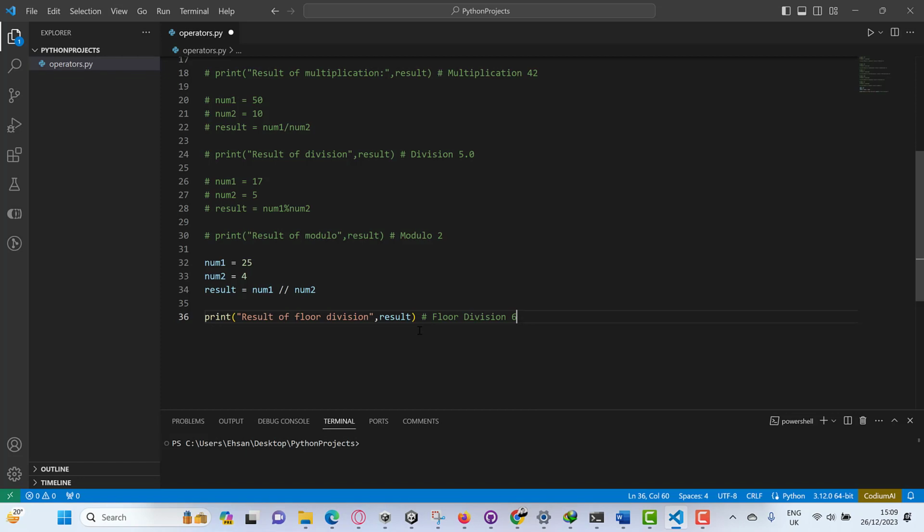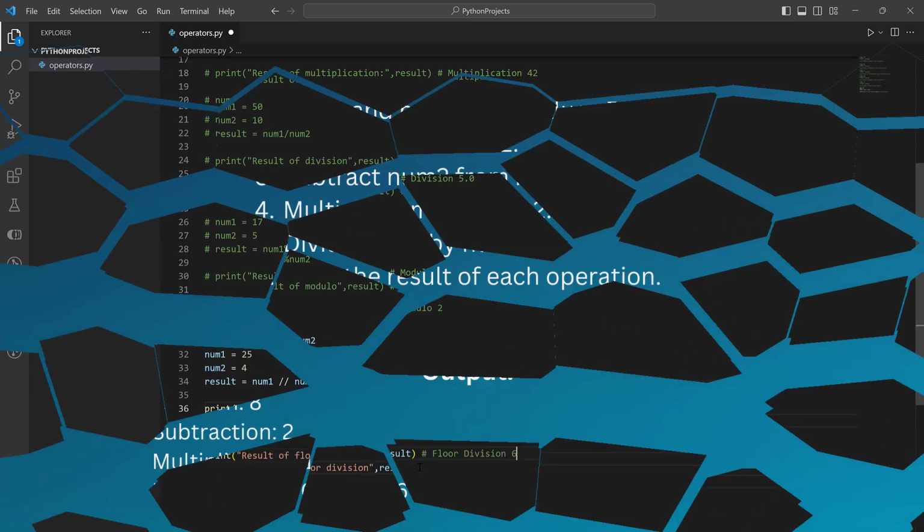Python follows the standard mathematical order of operations for numeric calculations. These numeric operators, addition, subtraction, multiplication, division, mod, and floor division, are fundamental for performing various arithmetic operations in Python.